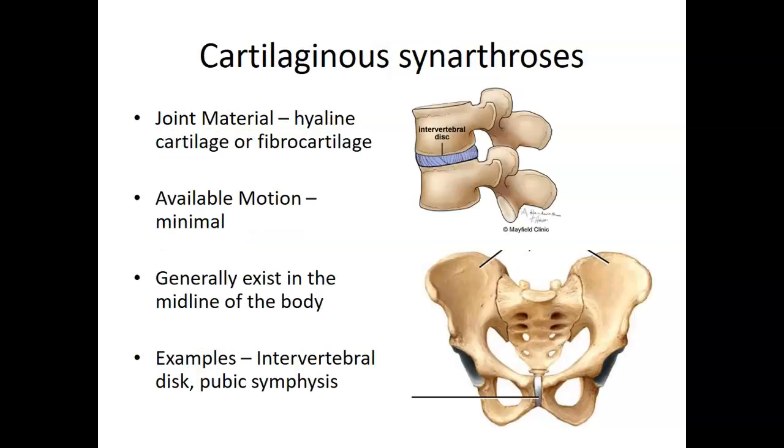There are cartilaginous synarthroses also that we rely on. These have hyaline cartilage or fibrocartilage, either one, very minimal motion, and they generally are in the midline of the body. There's not a lot of motion from the bones that are in the axis of our body. So your intervertebral discs and the pubic symphysis are these joints. Sorry, the SI joint is not one of them, that's actually a different type of joint. So it's the intervertebral disc and the pubic symphysis.